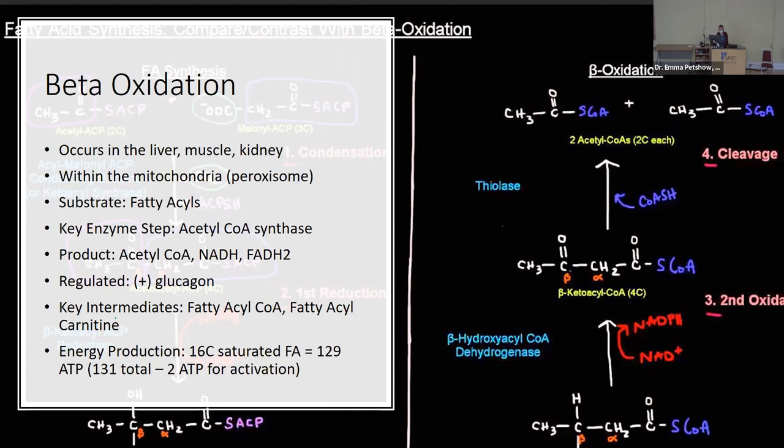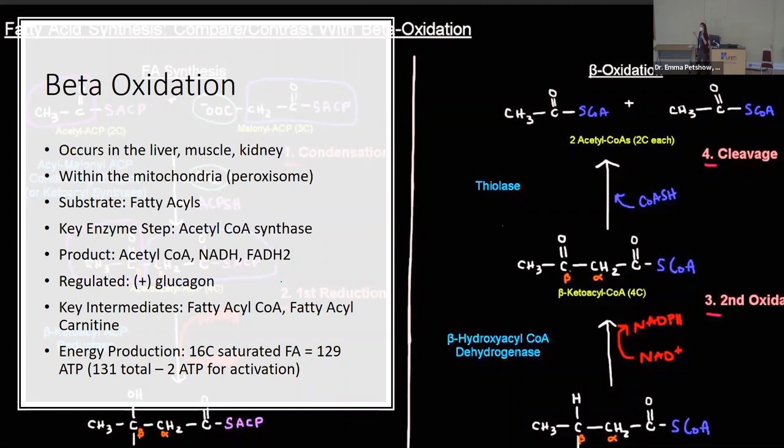Because if we think about a fatty acyl, this is not just like two carbons. This can be up to 16 carbons, 20 carbons, 22 carbons, all strung together. Carbons and hydrogens, a very high impact, high energy molecule. And we're breaking it down into two-carbon chunks in acetyl-CoA. So if you have a 16-carbon saturated fatty acid, like palmitate, we're going to break that down into 8 acetyl-CoA molecules by doing beta oxidation 7 times.